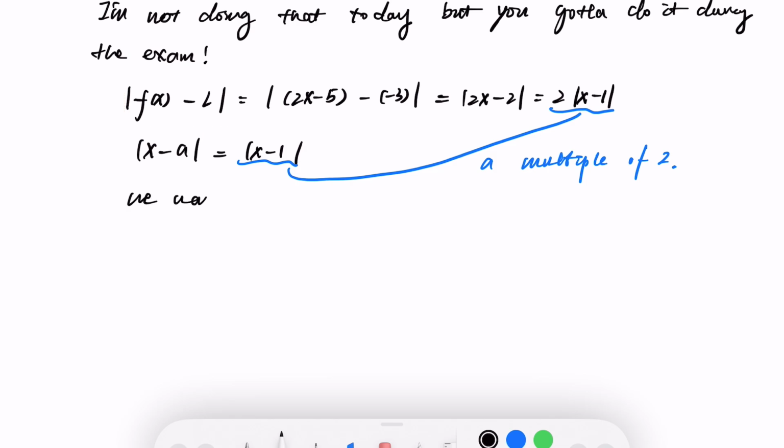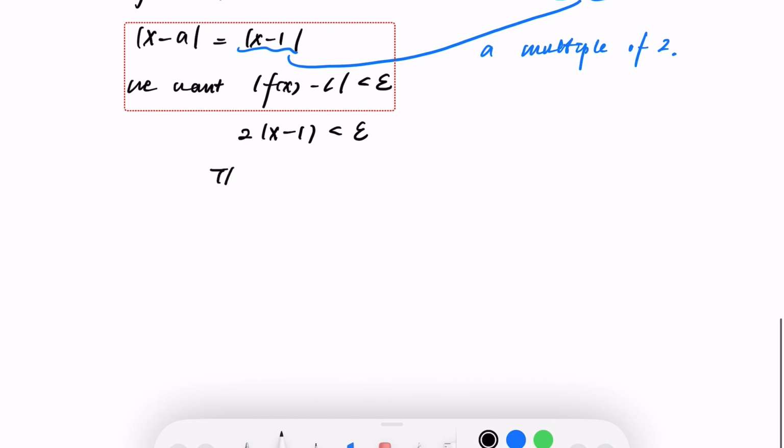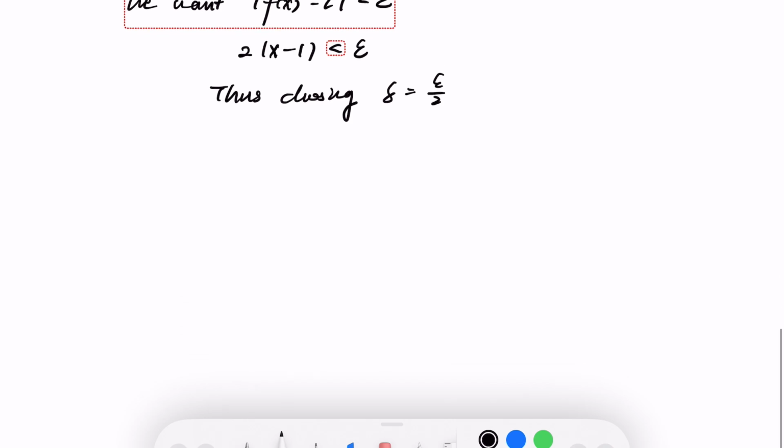So we want the absolute value of f of x minus L to be less than epsilon, which is equivalent to 2 times the absolute value of x minus 1 being less than epsilon. Therefore, the absolute value of x minus 1 is less than epsilon divided by 2. Thus, choosing delta equals epsilon divided by 2.